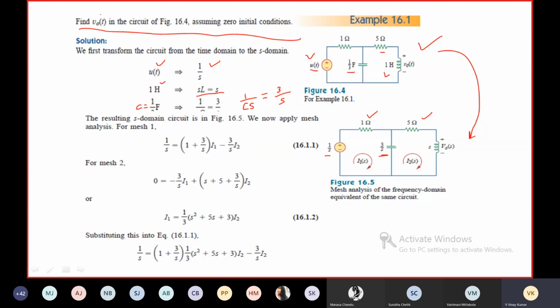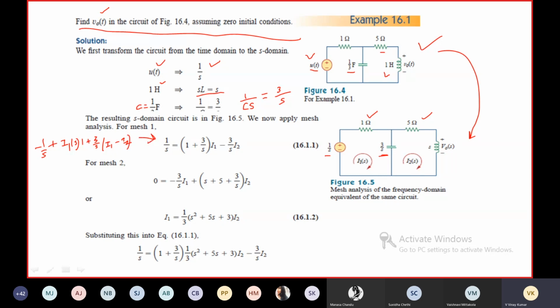Here you are asked to find V0 of t. V0 of t means voltage across inductor. So you apply KVL around this loop. Okay, minus 1 by S plus I1 of S into 1 plus 3 by S into I1 of S minus I2 of S.